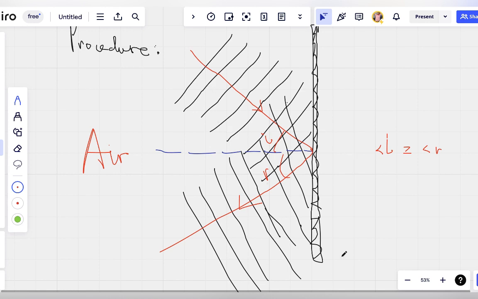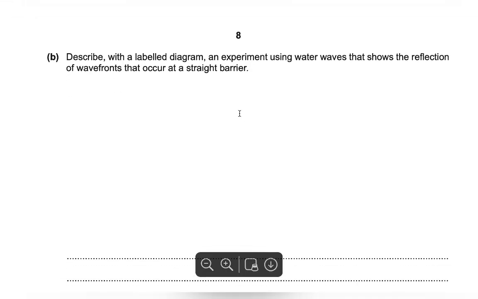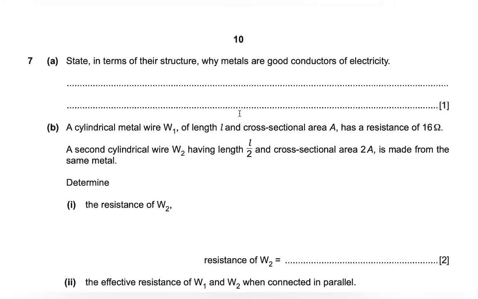In conclusion, you write that the angle of incidence equals the angle of reflection, and so on. So we move on. This one you get about 4 marks, so you shouldn't waste too much time on this question. Now we go to this question.